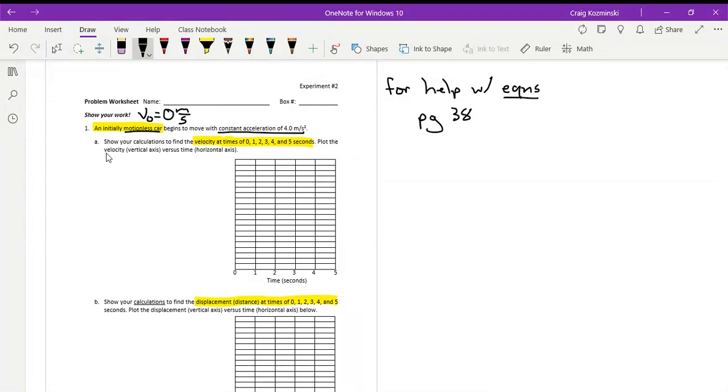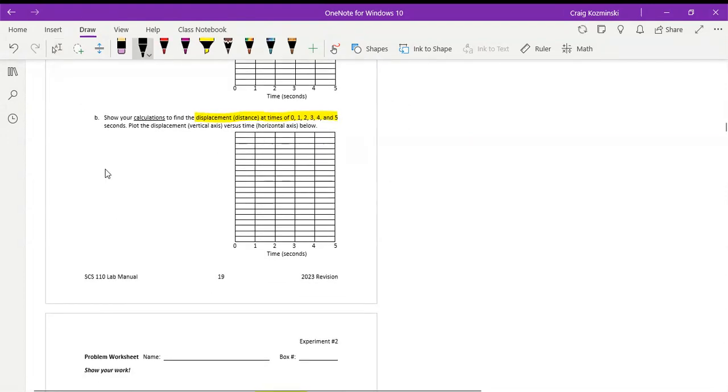And in part A, it says, show your calculations to find the velocity at times of 0, 1, 2, 3, 4, and 5 seconds. Plot the velocity on the vertical axis, so here's our velocity, versus time on the horizontal. And velocity has units of meters per second. What I would encourage you to do is to refer to page 38 in your lecture manual and to try to determine what form of the equation you're going to use to actually calculate the velocity given the following information. The car is initially motionless, and you have a constant acceleration.